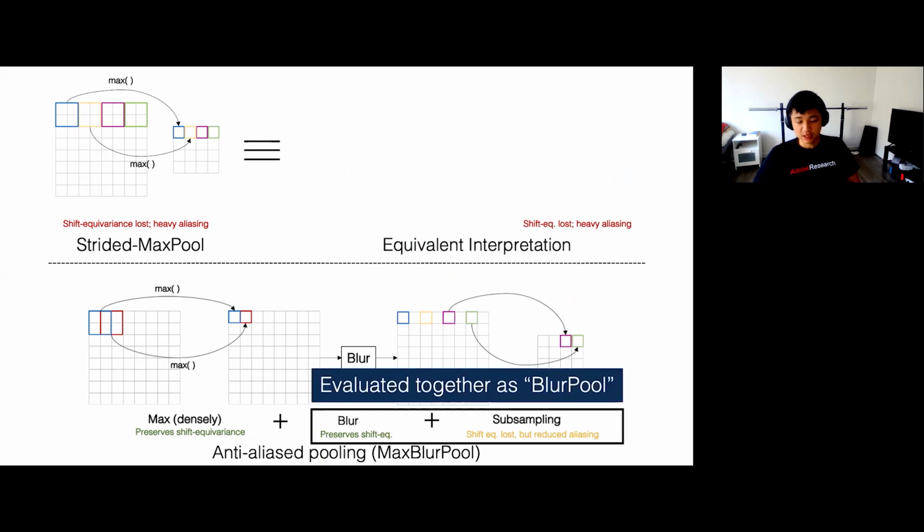Now, these 2 operations, the blur and the subsample, can be evaluated together. So really, in the end, this is our anti-aliased version of max pooling. So instead of 1 line of code, I'm just asking you to add a second line of code. And now we're much more stable.